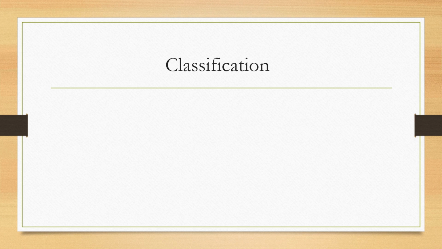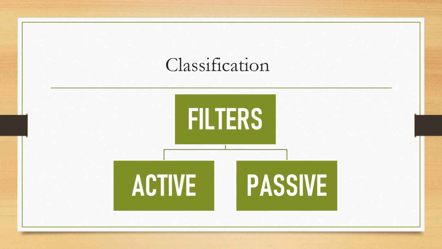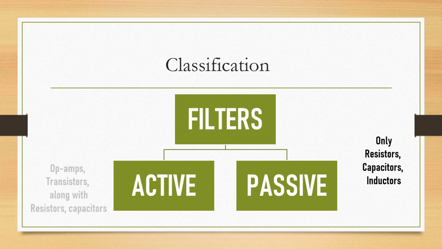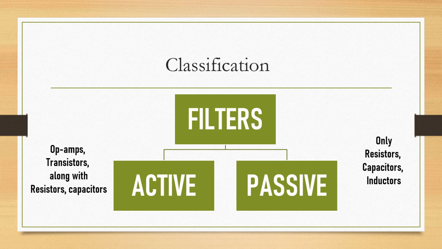Classification of filters. Depending upon the elements used in the filter circuit, the filters are classified as active filters and passive filters. Elements used in passive filters are mainly resistors, capacitors and inductors, whereas in active filters, active elements such as operational amplifiers and transistors along with resistors and capacitors are used. So the type of element used dictates the operating frequency range of the filters.